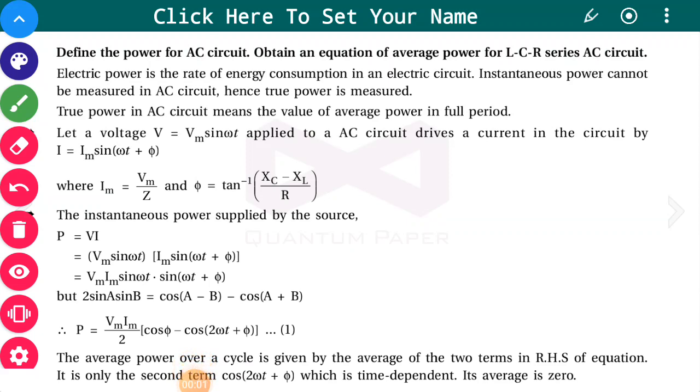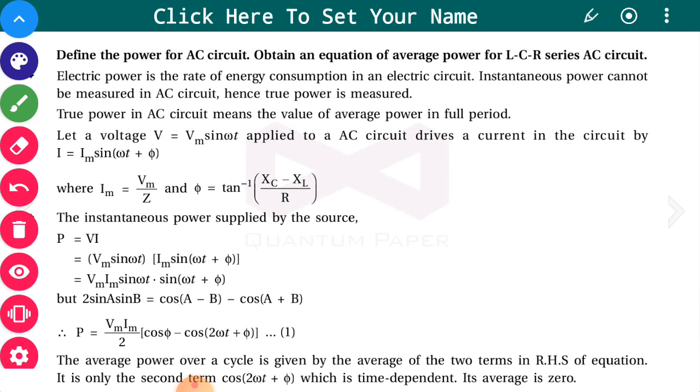The topic of discussion is power in AC circuit and the power factor, that is topic number 7.7 on page number 252. Define the power for AC circuit, obtain the equation of average power for LCR AC circuit. First of all, the electric power is the rate of energy which is consumed in the electric circuit. Now, instantaneous power cannot be measured in AC circuit, hence true power is measured, and that true power is generally known as real power also.